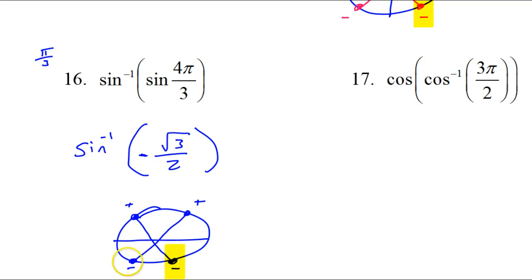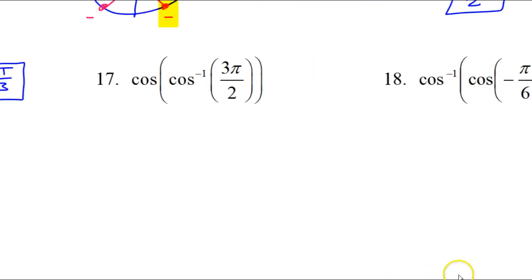This one over here was not in the range restriction. This one is, so that's the one we're going to use, and we are going to call that one negative pi over 3. So the answer here will be negative pi over 3. Notice you cannot just cancel out the inverse sine and the sine and put what's left. In this case, it turned out to be something different because this is not in the defined area.